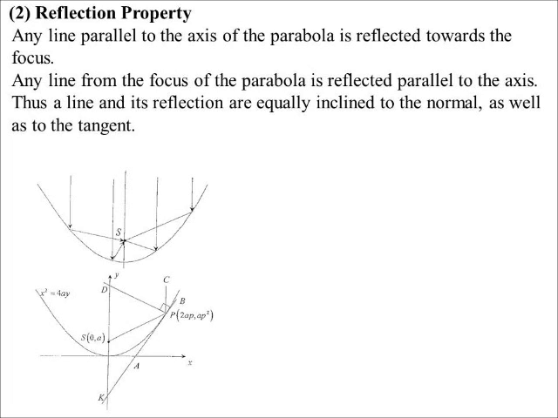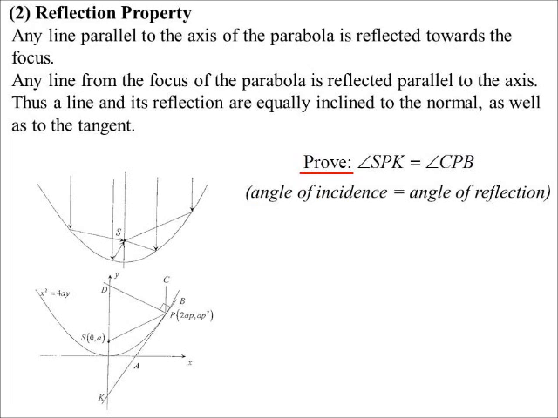So here's my standard parabola. Focus is at (0, a). The light ray is going to come out, hit the parabolic reflector at P, and we want to prove basically that that light ray will go parallel. So I want to prove that angle SPK is equal to CPB. Or in other words, to put it in very simple terms, which you've probably heard of when you're in science, the angle of incidence is equal to the angle of reflection. That's basically what we want to prove.